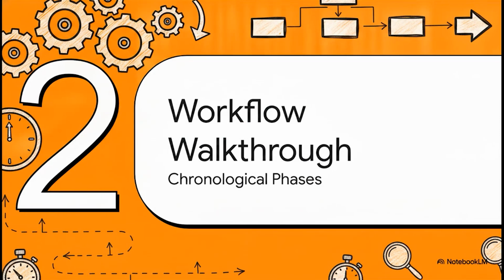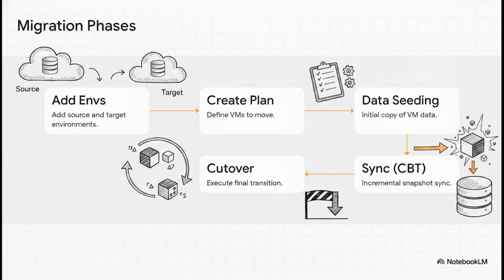Moving right along to Section 2, our migration workflow walkthrough. All right, so here's the core 5-phase progression you absolutely have to commit to memory. Step 1, you just log into the UI and add your source and target environments. Step 2, you create a migration plan, which defines exactly which virtual machines are making the move. Now, Step 3 is where the real heavy lifting happens, data seeding. Think of this as the massive initial copy of all your data.